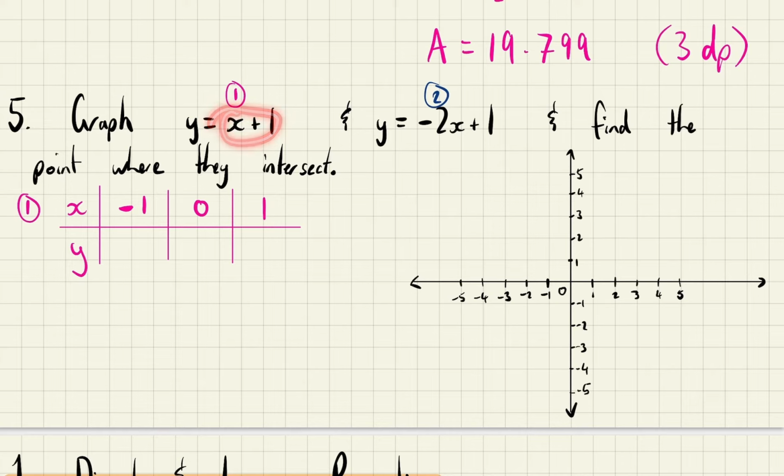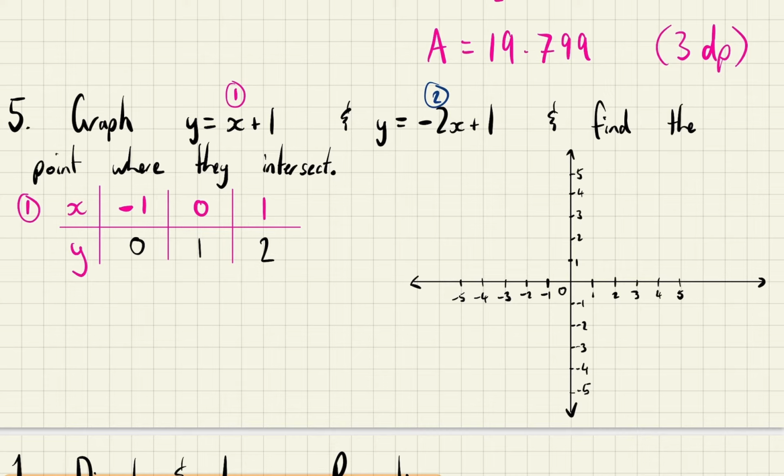Looking at this equation here, when x is minus 1, and then we add 1, we'll get 0. When x is 0, and we add 1, we get 1. And when x is 1, and we add 1, we get 2. Okay, so that's nice. We can then plot that line, so we'll do it now.